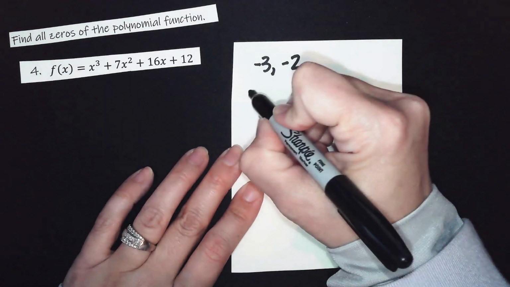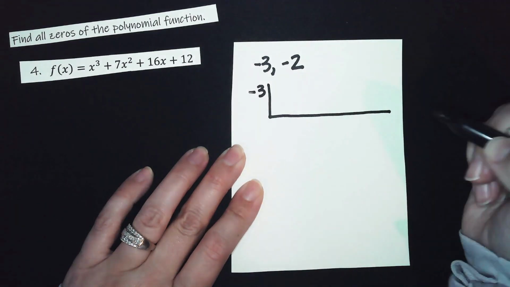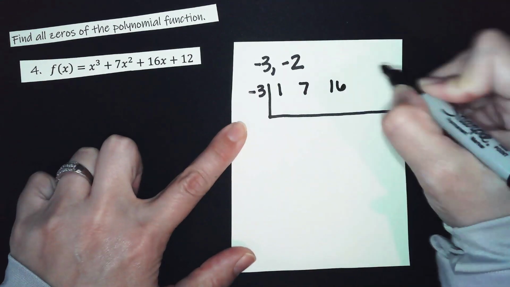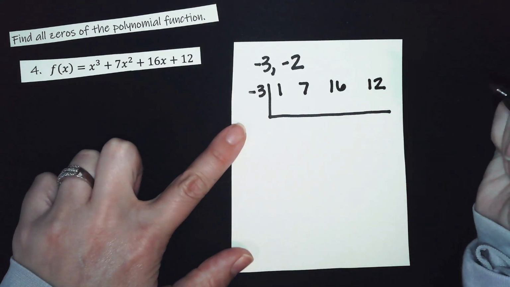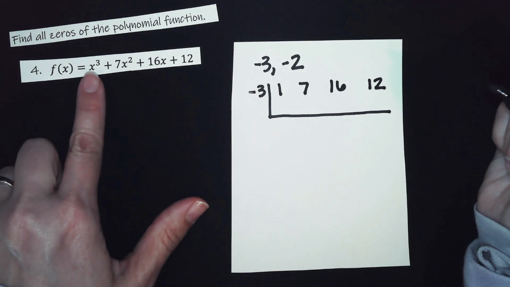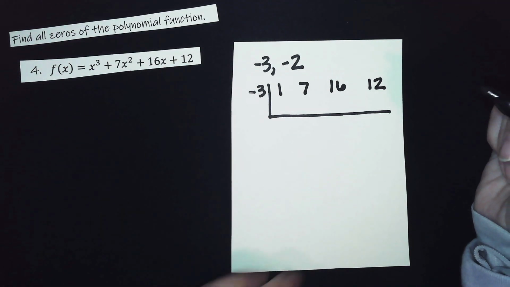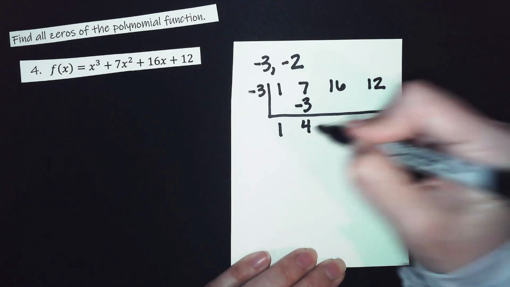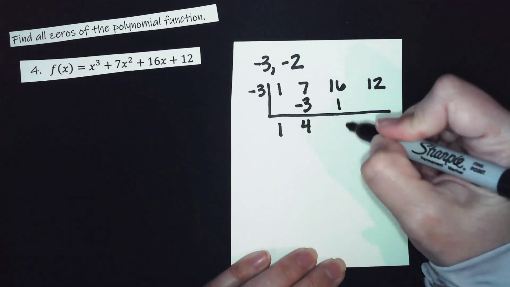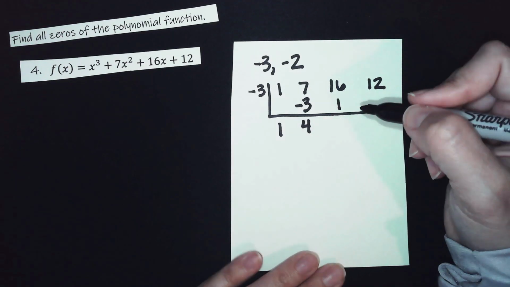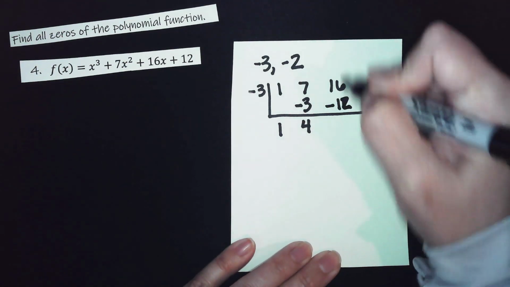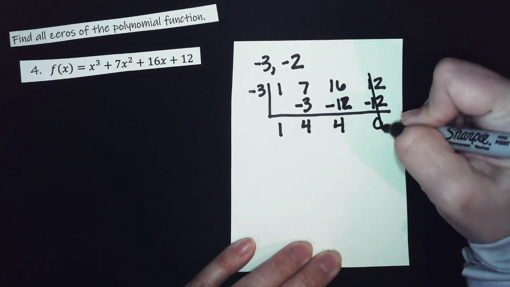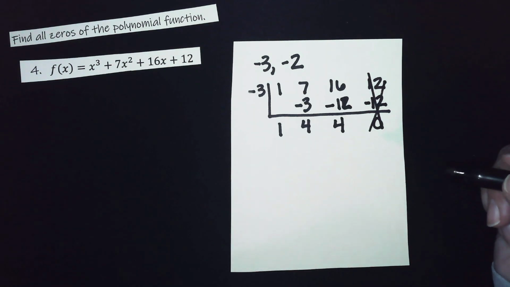So I'm going to first take out a negative 3. My coefficients are 1, 7, 16, and 12. Okay, I'm not missing any terms here. The degrees count down 3, 2, 1, 0. All right, bring down your 1. 1 times negative 3, add those together. 4 times negative 3 is negative 12. Add those together. 4 times negative 3 is negative 12 again. Add together. Your remainder is 0. Negative 3 was a 0 of it.